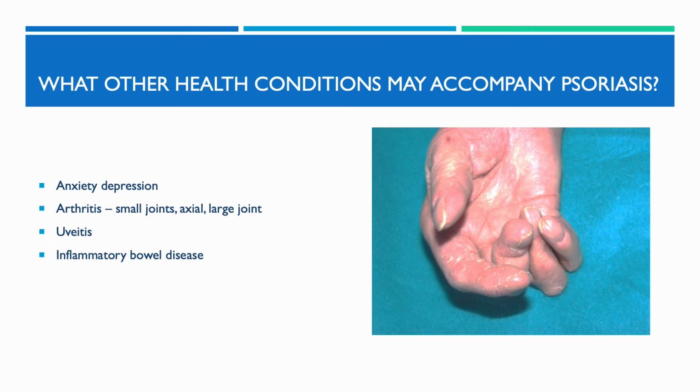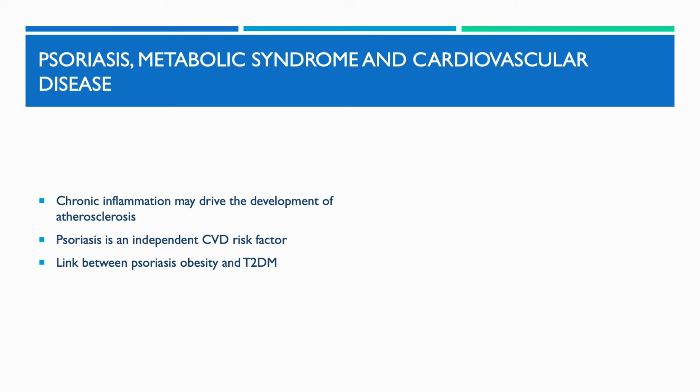Psoriasis may be associated with uveitis, and there's certainly an association between inflammatory bowel disease and psoriasis, and this has some important therapeutic implications. In the last 20 years, we've come to realise that psoriasis is associated with the metabolic syndrome and is an independent risk factor for cardiovascular disease, particularly so in people with extensive psoriasis.